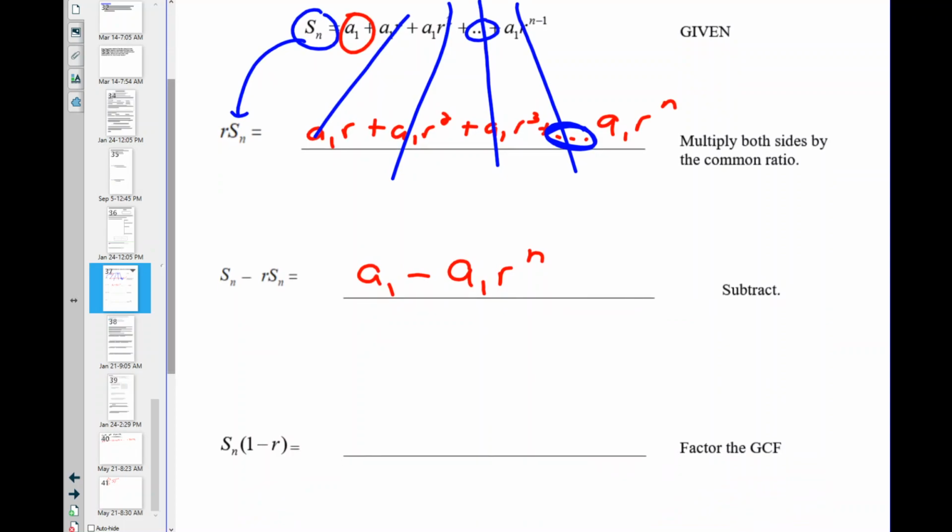Any questions so far? Okay, we're trying to figure out how we came up with that formula for the sum. What does the next step tell you to do? Yeah, factor the GCF. So if you look on this side, what do those two terms have in common? They both have S sub n. What do these two terms both have in common? A sub 1. So let's go ahead and do that. They've already factored out the S sub n for us on the left side. I took care of the left side for you.